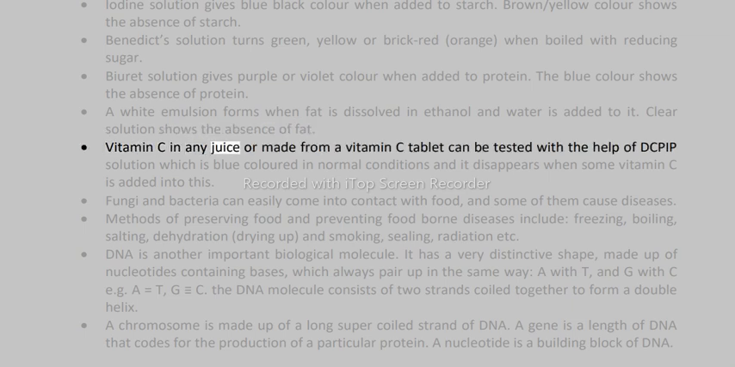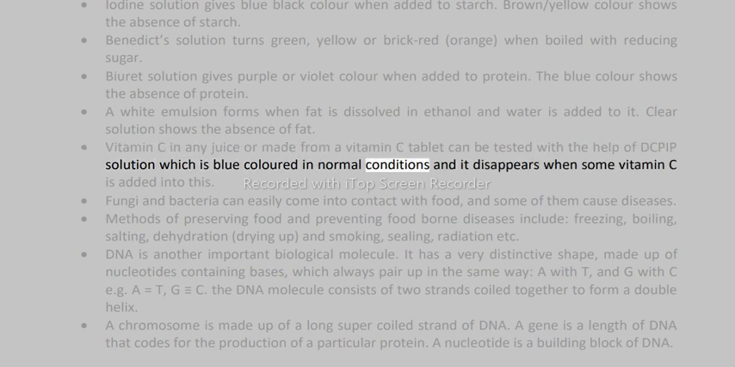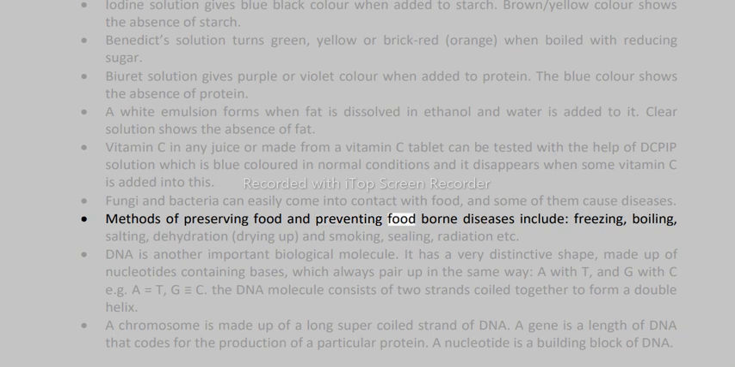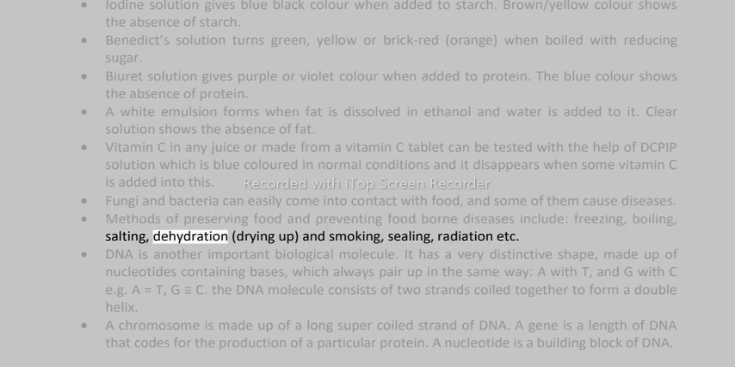Vitamin C in any juice or made from a vitamin C tablet can be tested with the help of DCPIP solution, which is blue-colored in normal conditions, and it disappears when some vitamin C is added into this. Fungi and bacteria can easily come into contact with food, and some of them cause diseases. Methods of preserving food and preventing food-borne diseases include freezing, boiling, salting, dehydration, drying up, smoking, sealing, radiation, etc.